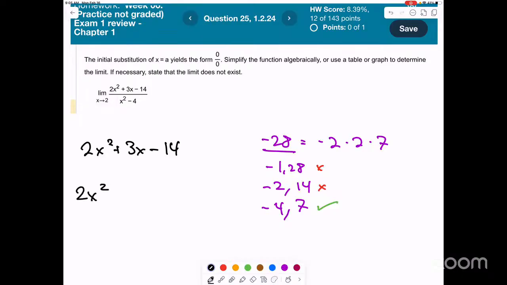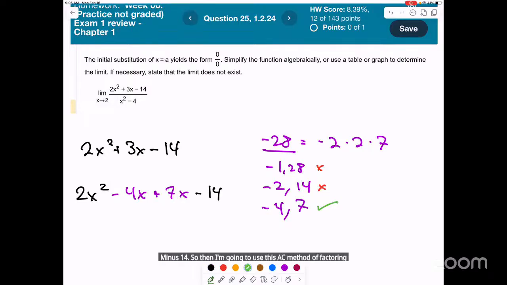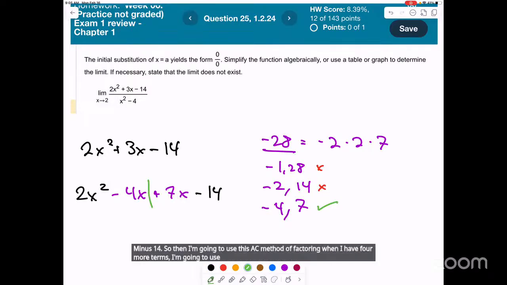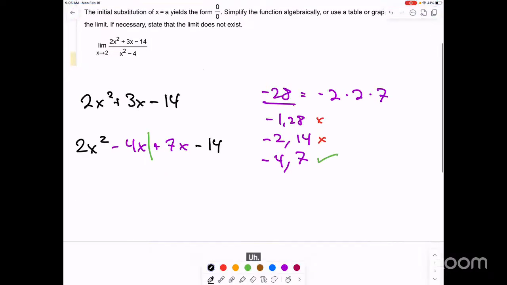That's going to be what? 2x squared minus 4x plus 7x minus 14. So then I'm going to use this AC method of factoring. When I have 4 terms, I'm going to use factor by grouping. We can factor out a 2x here, and we're going to be left with x minus 2.